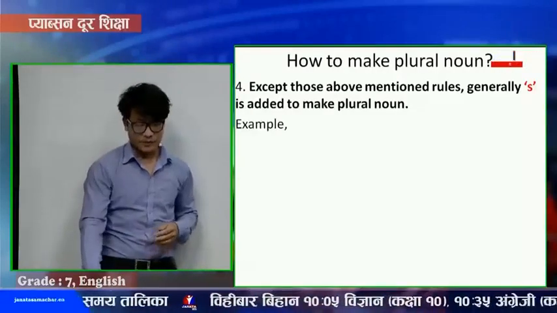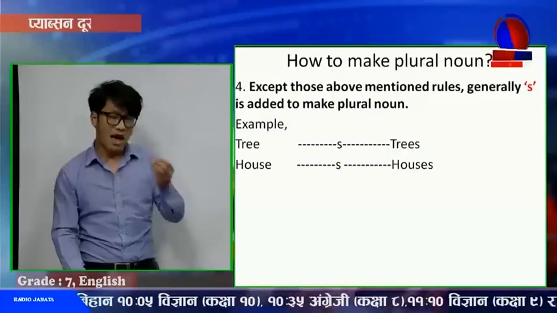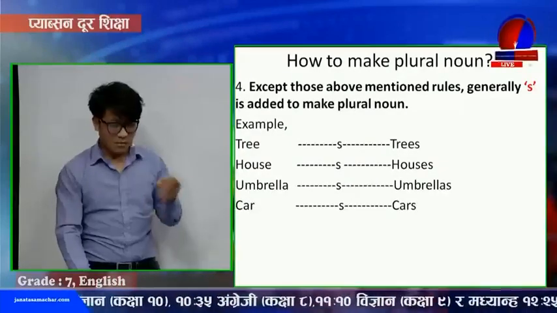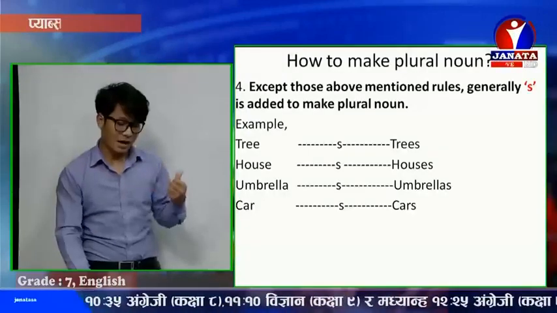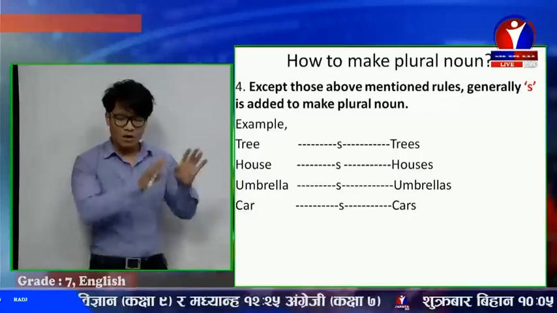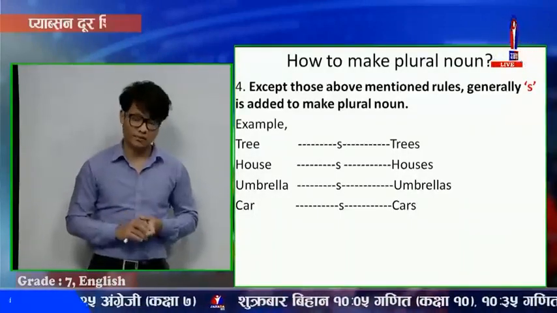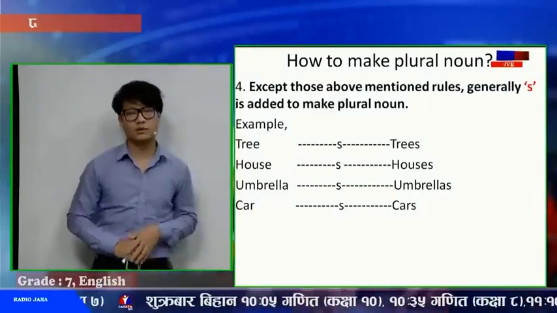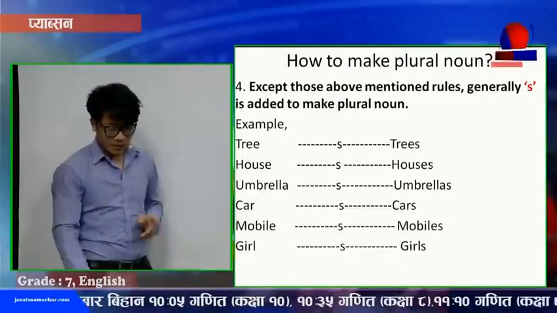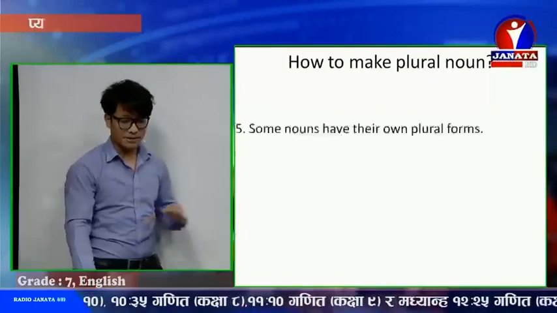For example, tree, trees, house, houses, umbrella, umbrellas, car, cars. So generally, with these words we use just the S letter to make a plural noun, except for those rules. Mobiles, girl, girls. Okay, but listen all of you.